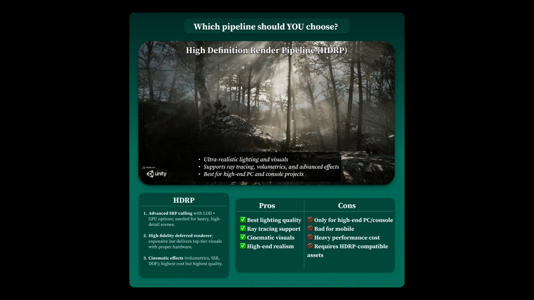Let's break down HDRP. Unity's high-end, physically accurate render pipeline. This pipeline treats lighting like a real camera, giving you precise control over exposure, grading, and scene realism. HDRP unlocks next-level visual features such as volumetrics, ray tracing, screen space effects, and extremely high-quality shadows. It's the best choice for cinematics, film-quality scenes, and AAA-style visuals.